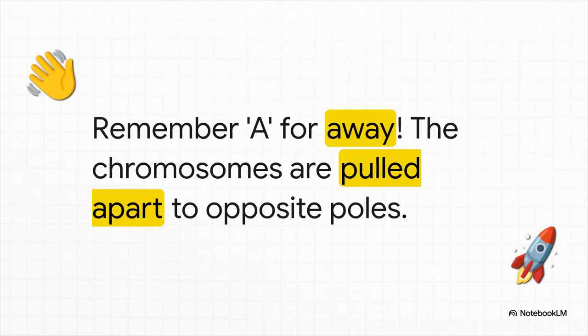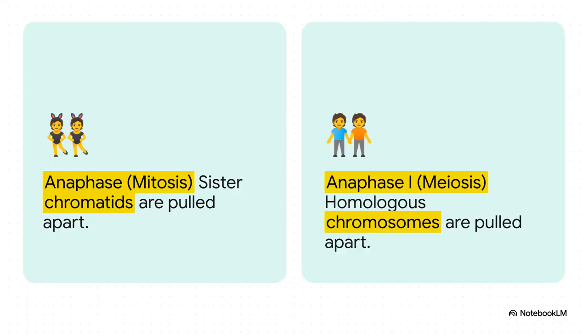Then we have anaphase, A for away. The chromosomes get pulled to opposite sides of the cell. Mitosis separates those identical sister chromatids. Meiosis I, though, separates the entire homologous pairs.